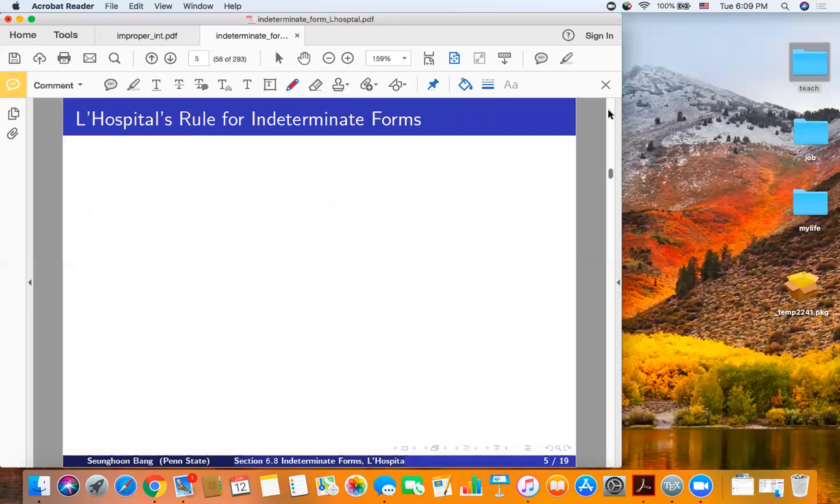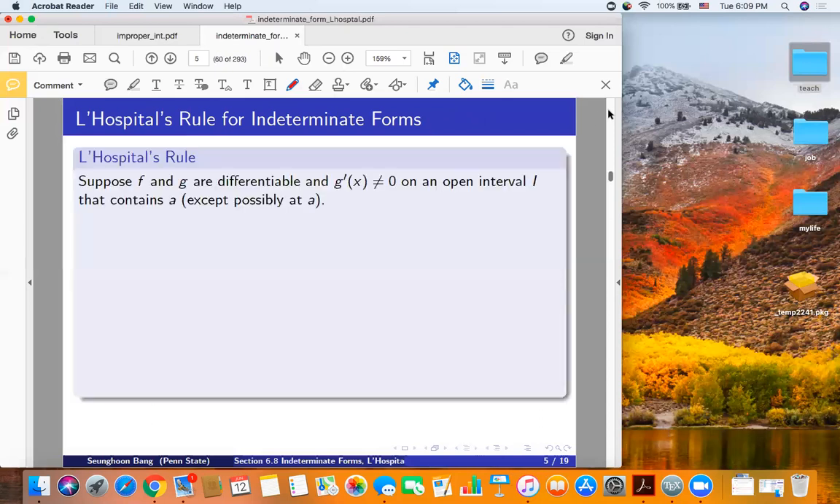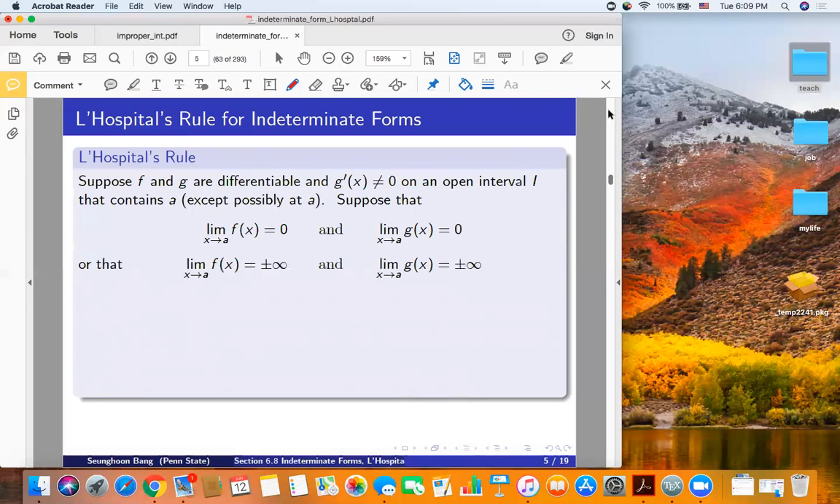The L'Hopital rule is like this. Suppose f and g are differentiable and g prime of x is not equal to 0 on an open interval I that contains a. Suppose that the limit of f of x as x approaches a equals 0 and the limit of g of x as x approaches a equals 0, or the limit of f of x as x approaches a is plus or minus infinity, and the limit of g of x as x approaches a is plus or minus infinity.